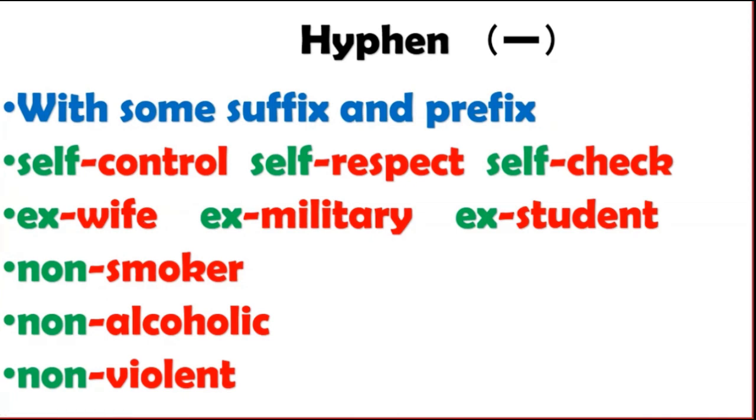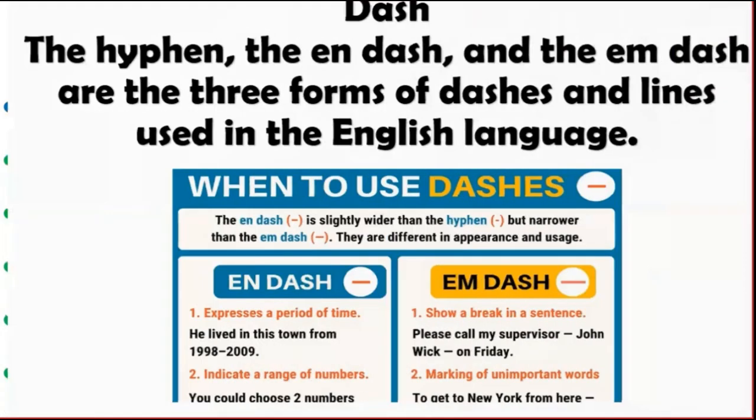Some prefixes, I told you, and some suffixes also take a hyphen. There are many examples of prefixes, as I told you: self-control, self-respect, self-check, ex-wife, ex-military, ex-student, non-smoker, non-alcoholic, non-violent. So these are related to prefixes.